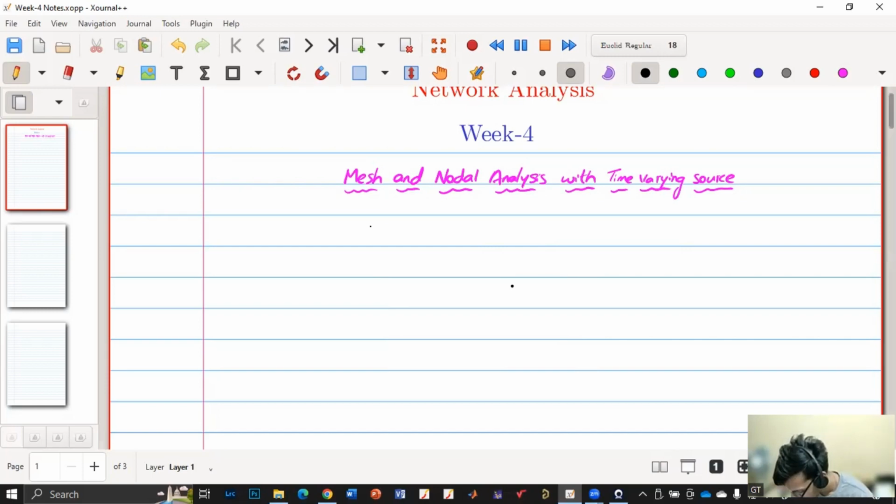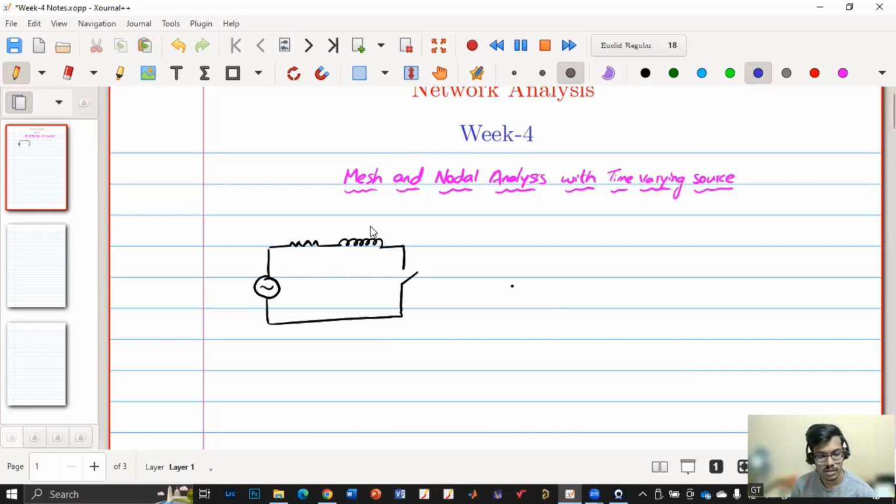I have considered one resistor and one inductor, and there is a switch. Consider input source Vs. You are able to see my screen, right? Yes, sir. Okay. If you face any difficulty in understanding, you can stop me at any time. Say at t equals 0, we are closing this switch.